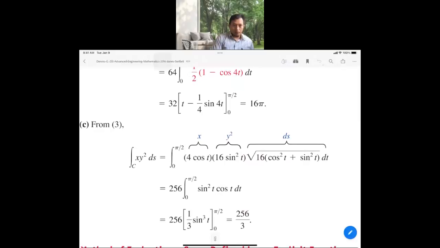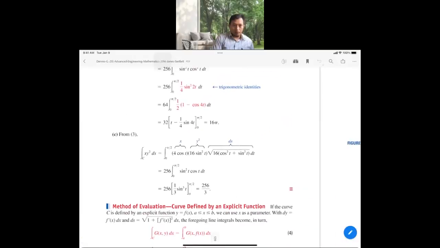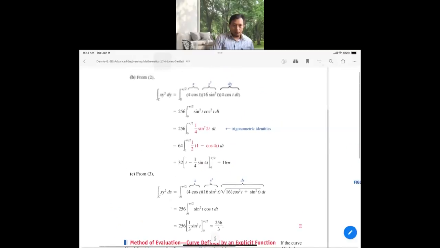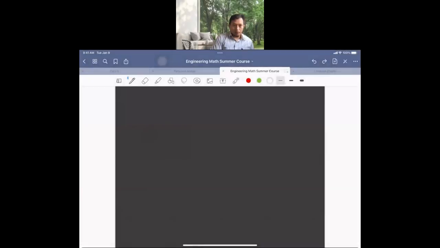And then the last case, we just plug in and use the arc length, finding the arc length, and using substitution once more, you get 256 over 3. I think that's just some examples that are easy for finding the solutions.